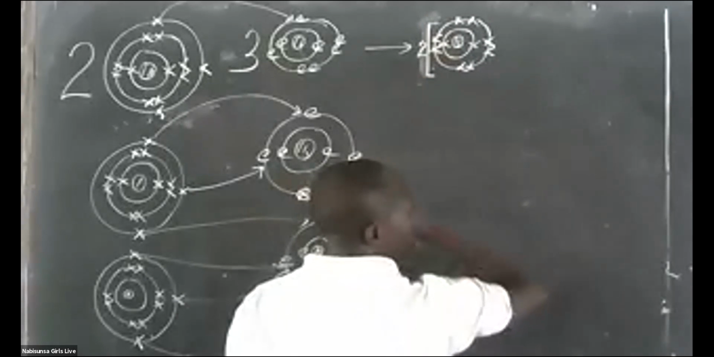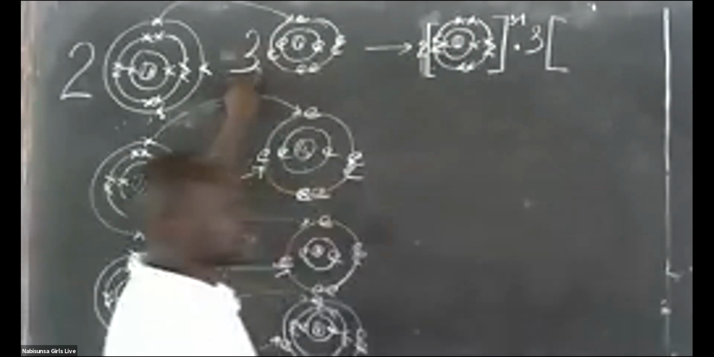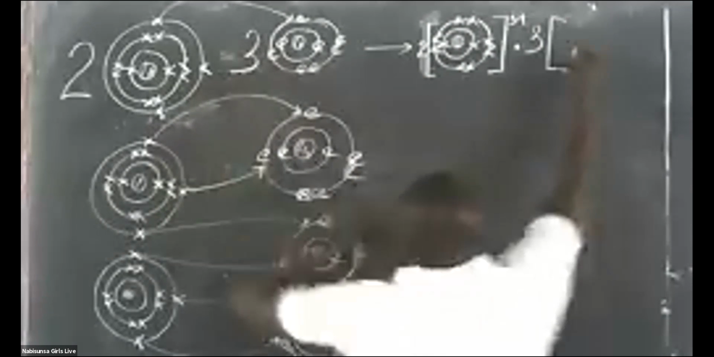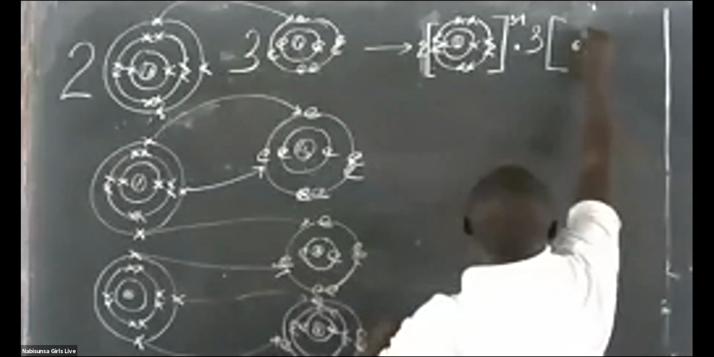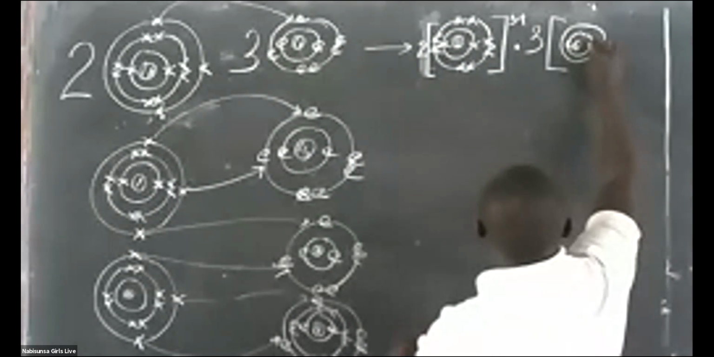Insert this bracket. Each is losing. What follows next? These ones are 3 of them. I put that bracket. I insert the nucleus, inner energy level, outer energy level. These are 2.